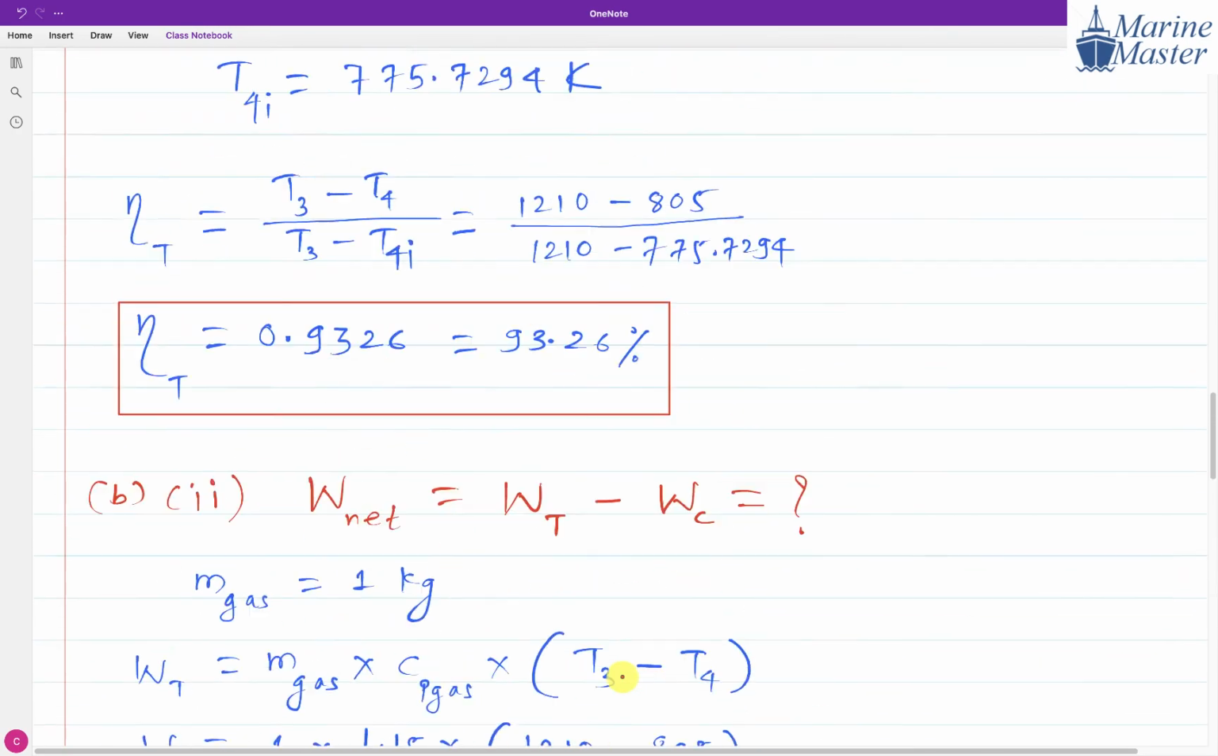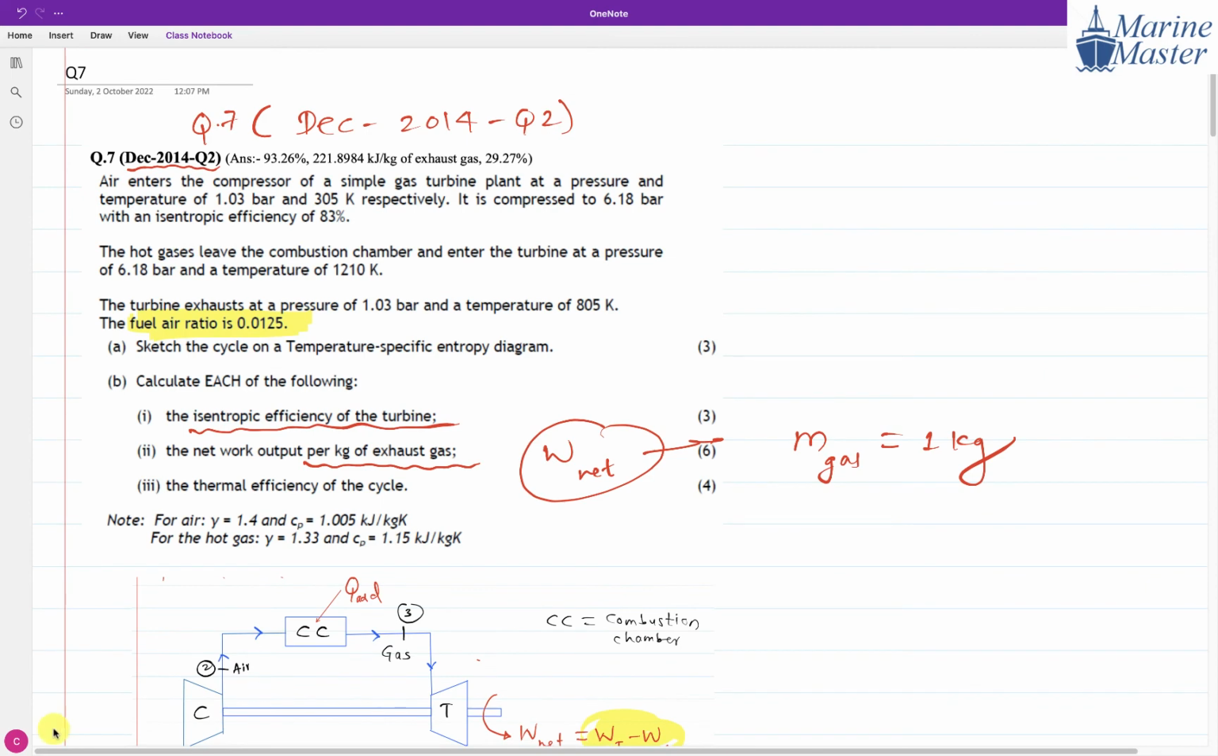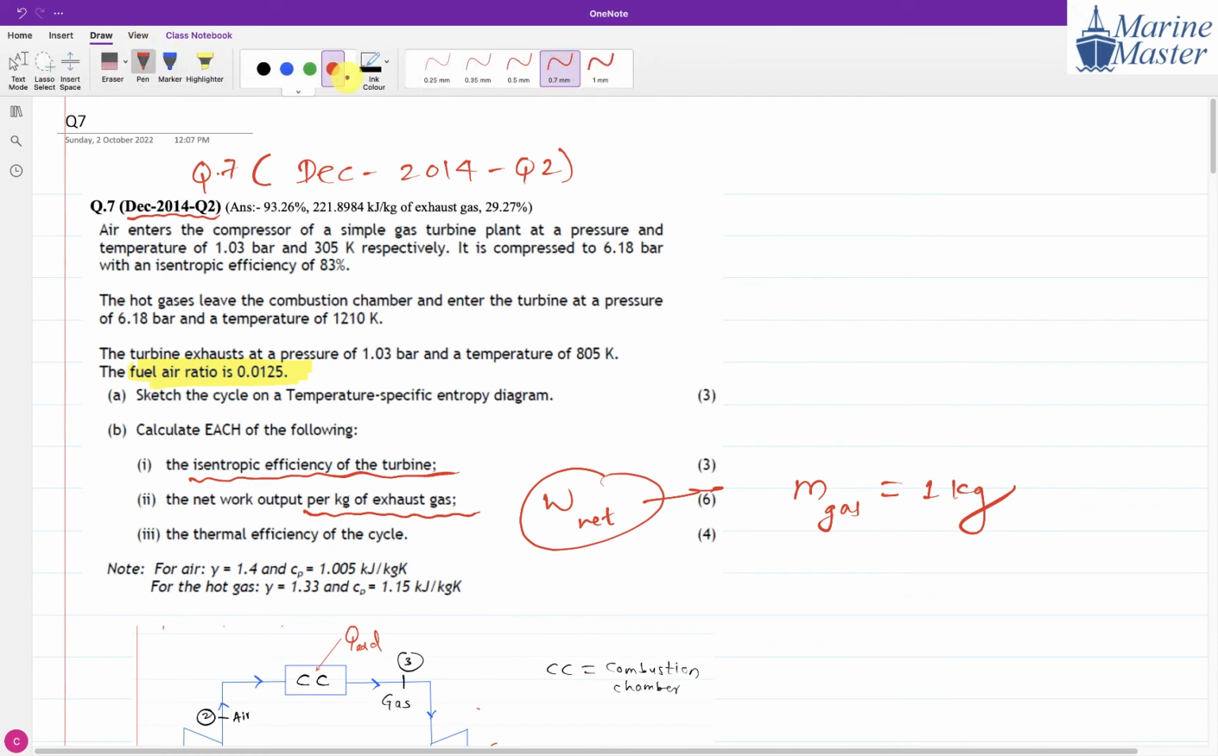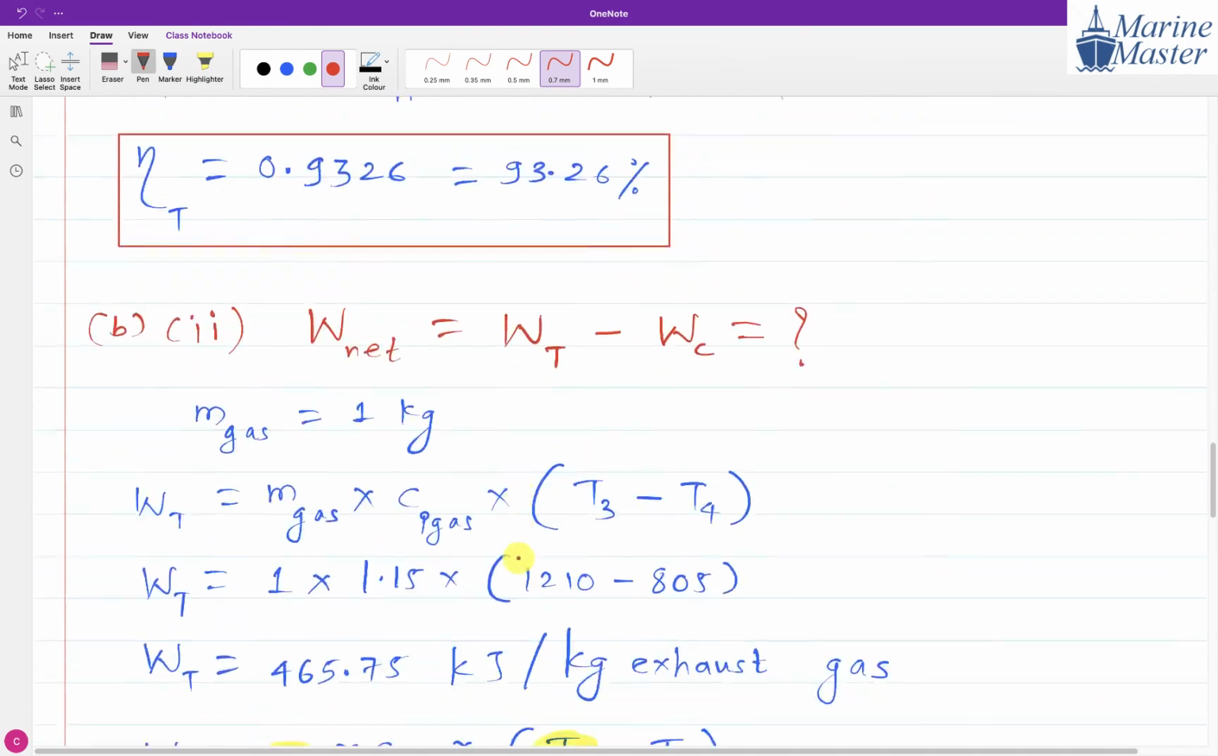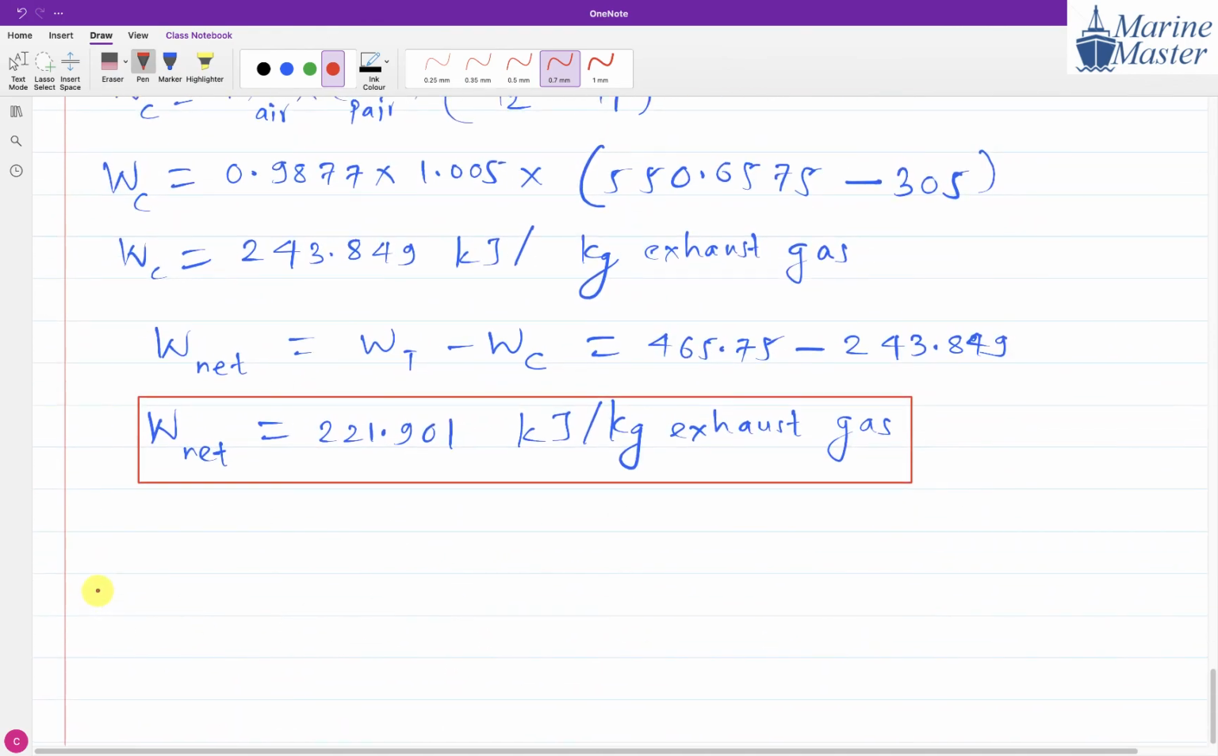Now what is our next target? What are they asking us in B's third part? Thermal efficiency of the cycle. What do we have to find out? Thermal efficiency. Very simple point. And how to get the thermal efficiency of the cycle? That is also a very simple point. So in B's third part, our target is eta TH.